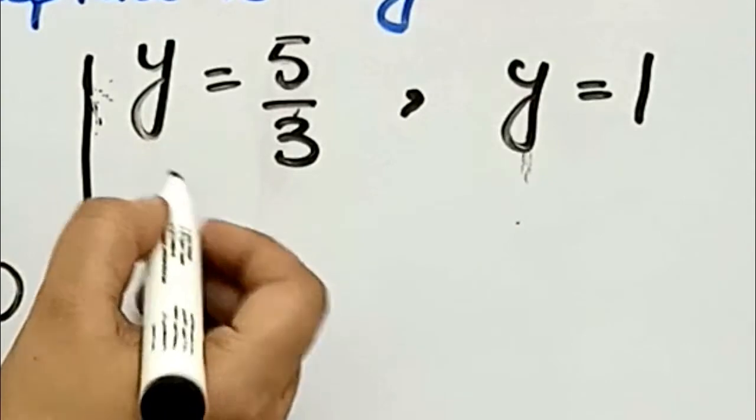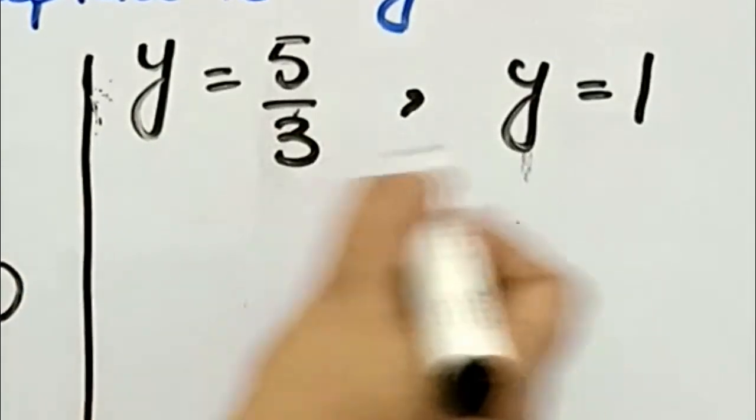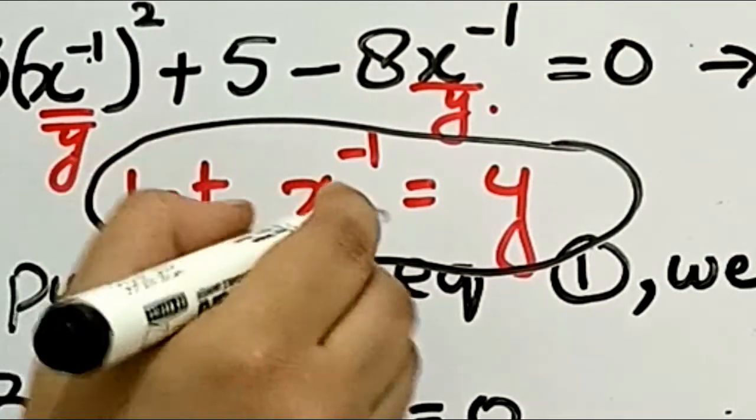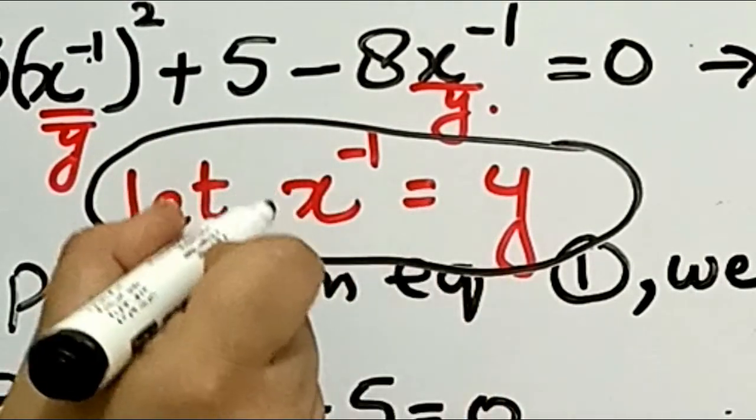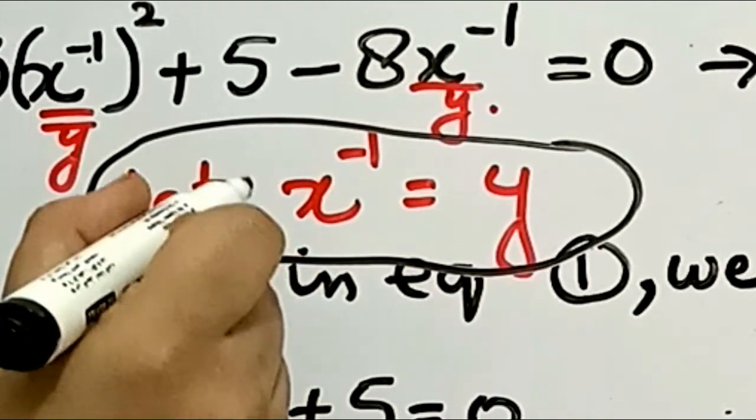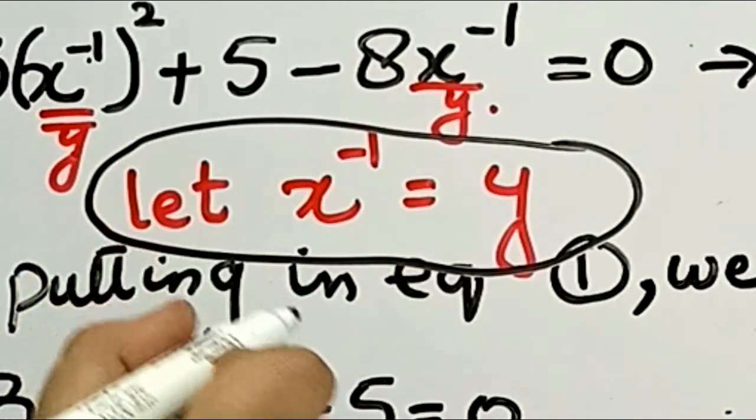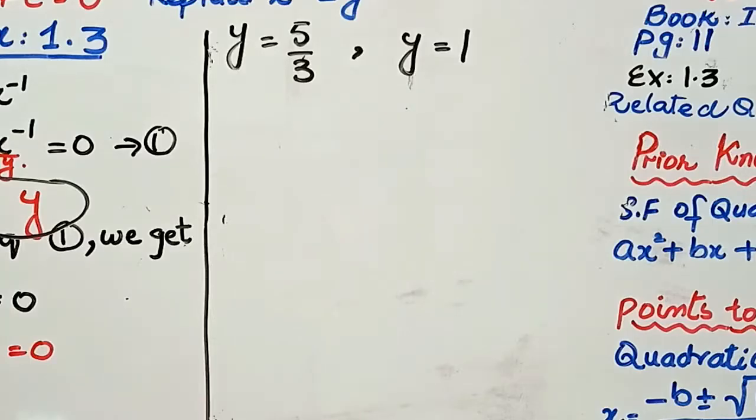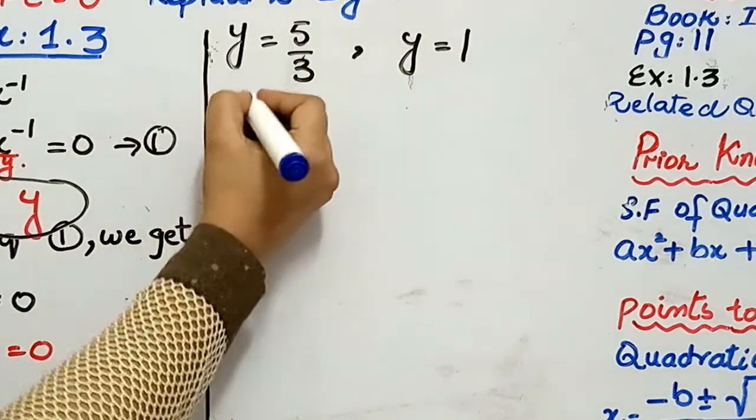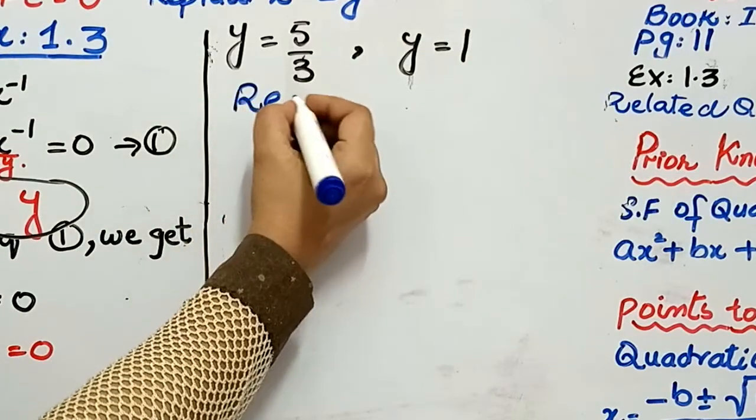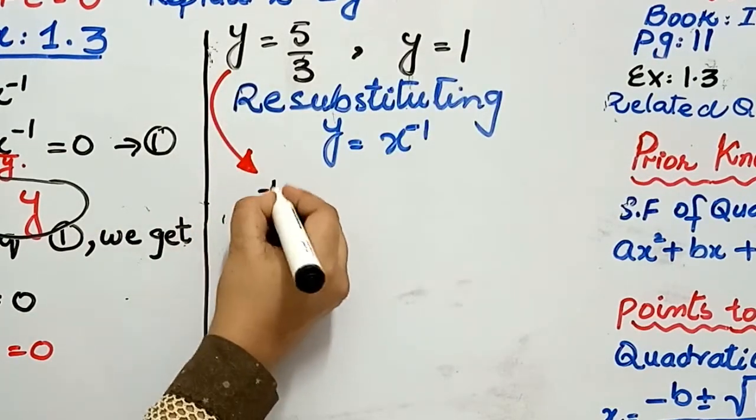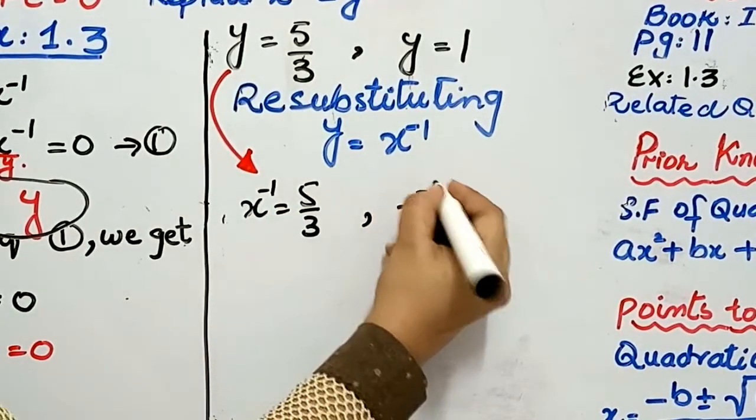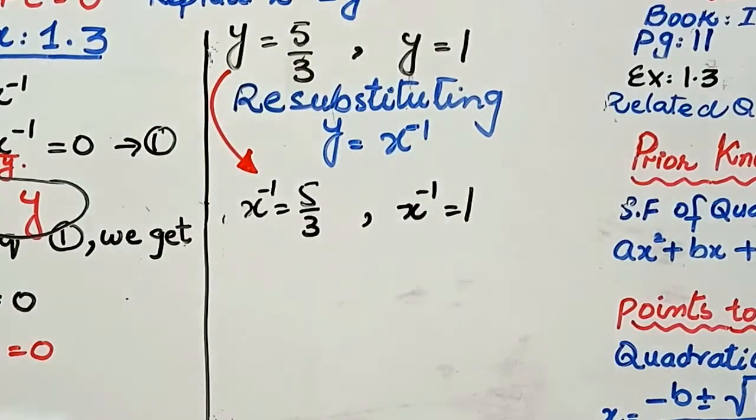So here you can see we have y equal to 5 by 3 and y equal to 1. We had supposed that y is equal to x raised to power minus 1 for finding the solution for y. But now at the end, when we have taken out the values, I have to resubstitute y as x raised to power minus 1. So resubstituting, x raised to power minus 1 is equal to 5 by 3, and x raised to power minus 1 is equal to 1 here.